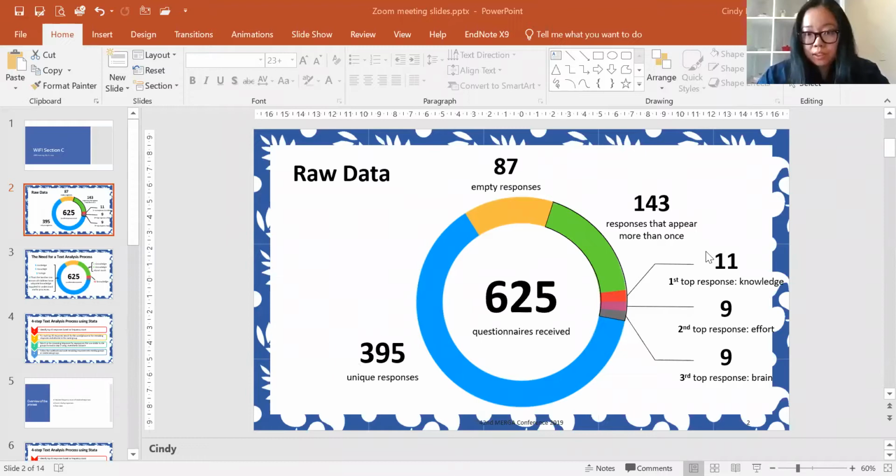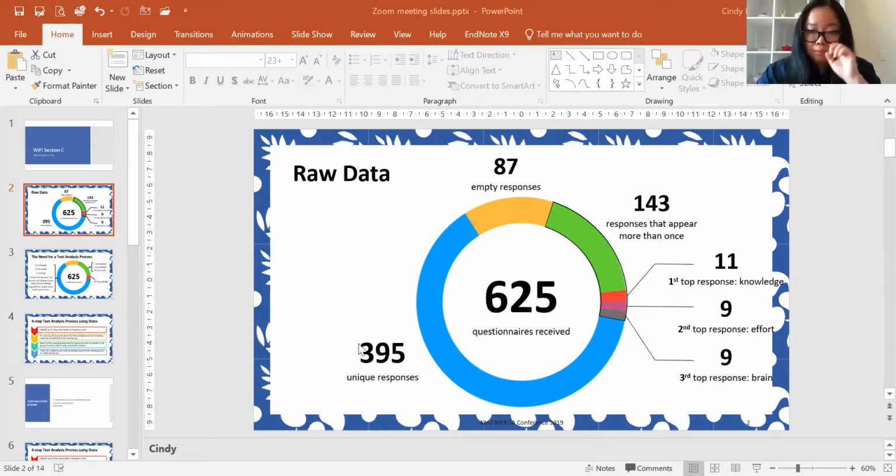If you look at the 625 responses, the top response was knowledge. There were 11 of them for the top response. The second top responses were effort and brain. They both had 9, which meant the other responses had very low frequency. So there were about 390 responses that you need to manually sort.